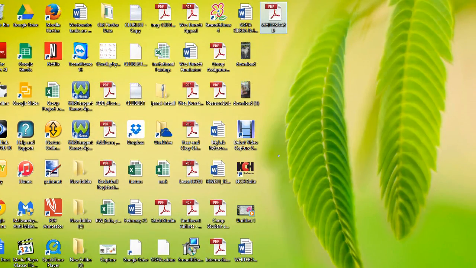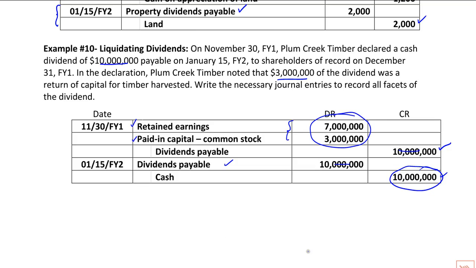Common stock. Excuse me here a second. Okay.